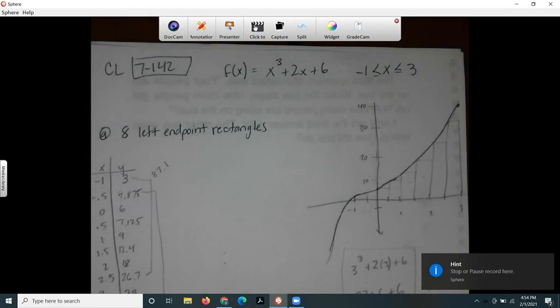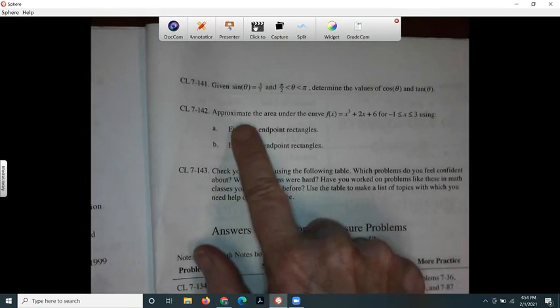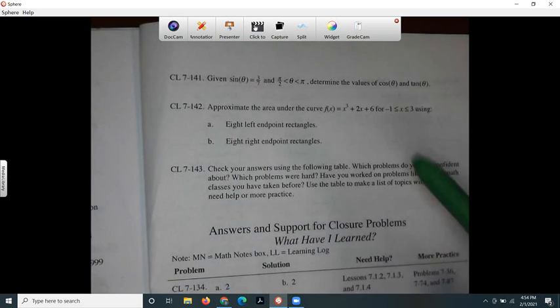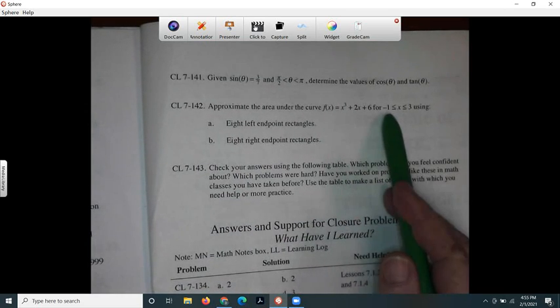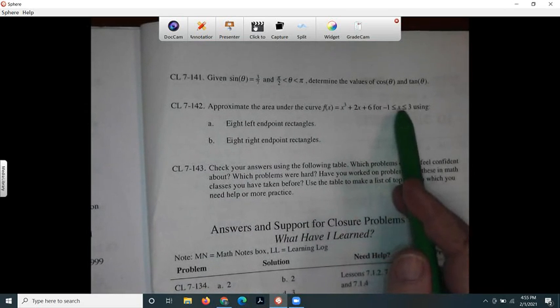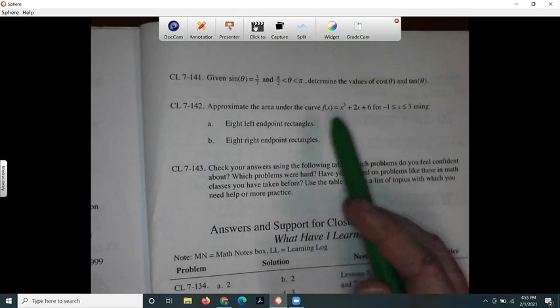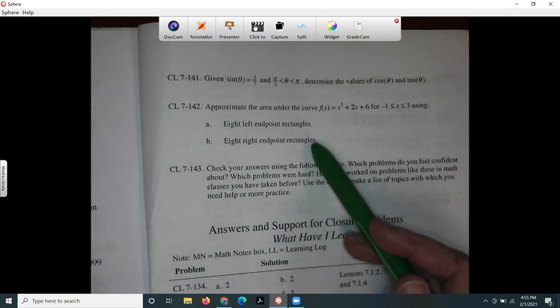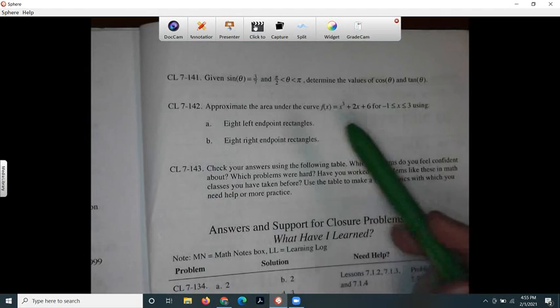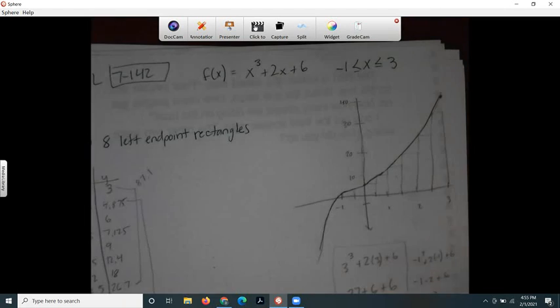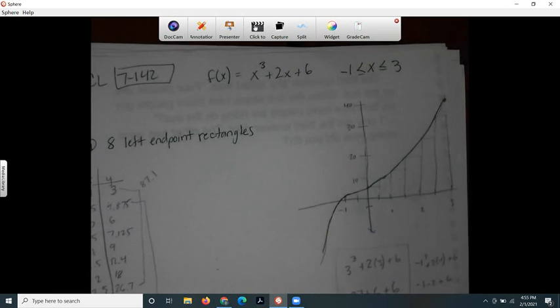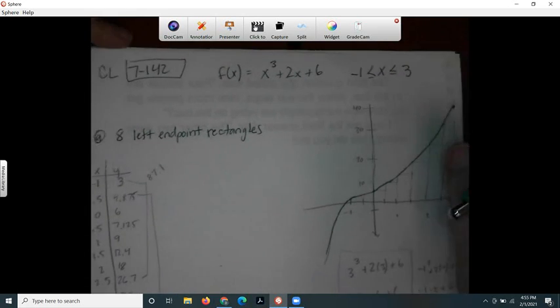CL-142 wants us to approximate the area under the curve of this cubic for the interval between negative 1 and 3, using 8 left endpoint rectangles and 8 right endpoint rectangles. Typically, you don't even have to draw the picture, but I'm drawing it so that you can understand the concept.